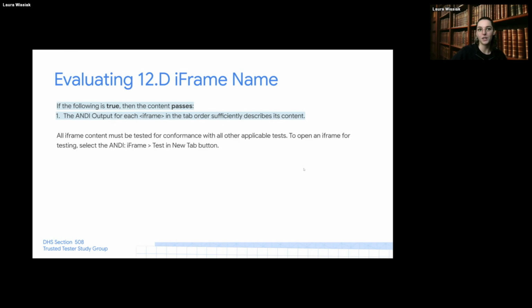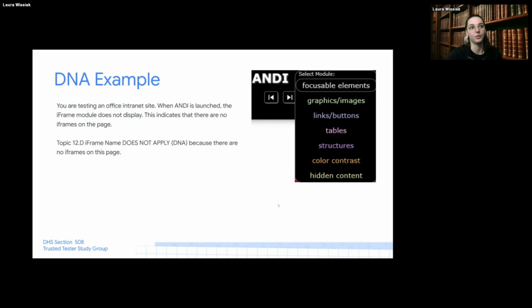Now, we also need to pay attention that it is actually within the tab order, because if it is outside the tab order and it is not supposed to be visible content, then this one would not apply. Here we have, for example, where it does not apply. So we're testing an office internet site where Andy is launched. The iframe module does not display at all. So if it does not display, then we can be certain that there are no iframes on the page and they cannot be detected. So naturally, 12D iframe name does not apply if there are no iframes on the page.